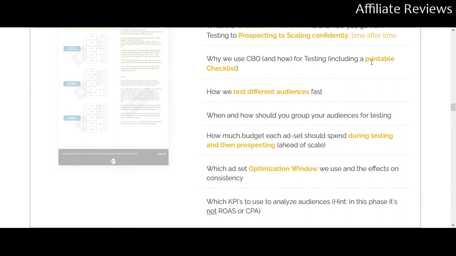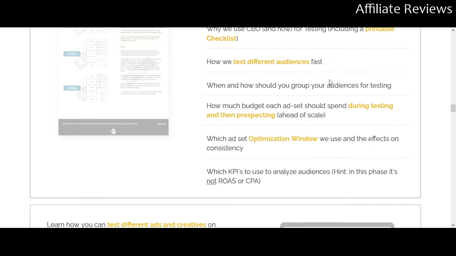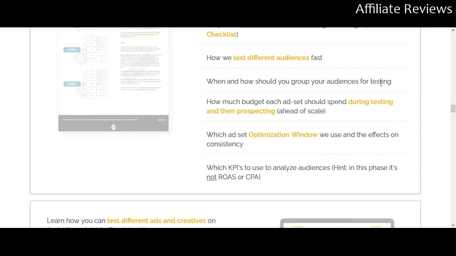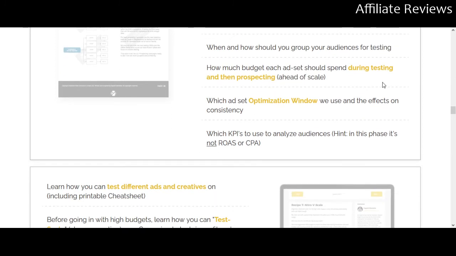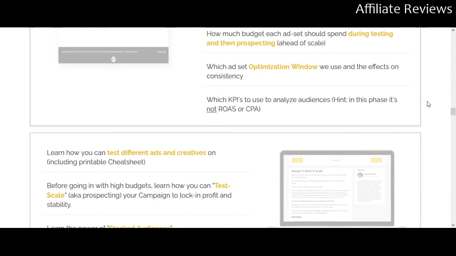and how for testing, including a printable checklist, how we test different audiences fast, when and how you should group your audiences for testing, how much budget each ad set should spend during testing and then prospecting ahead of scale, which ad set optimization window we use and the effects on consistency, which KPIs to use to analyze audiences. Hint, in this phase, it's not ROAS or CPA.